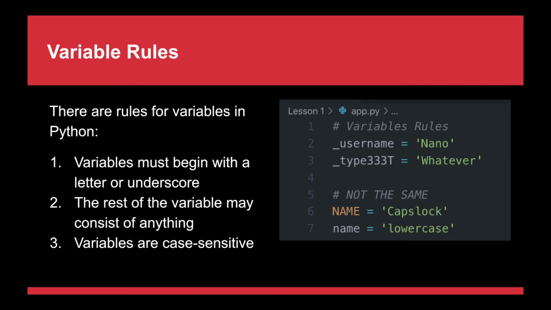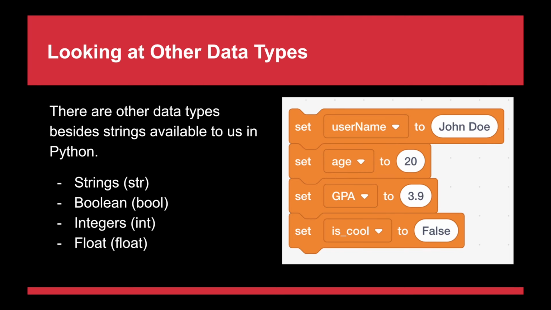So there are rules for variables in Python. Variables in Python must begin with a letter or underscore. The rest of the variable may consist of anything else. Literally, I can have an underscore and type 333T. Alright? Whatever. There are some characters you can't use, obviously. We'll talk about those, but basically that's it. And then variables are case sensitive. So this name variable in caps lock is read differently, and this lowercase name is also read differently. So they're case sensitive.